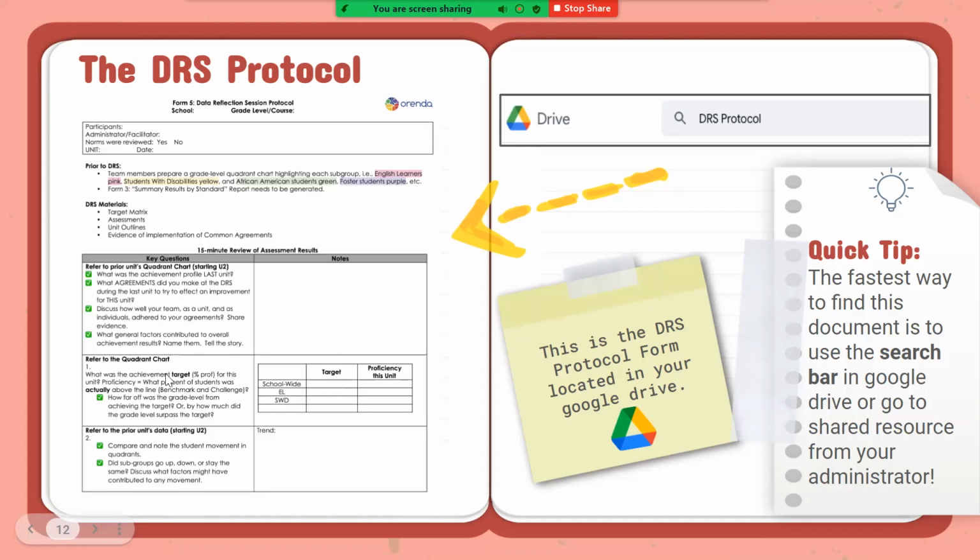Next, you will go to step 1 and input school-wide data. If you are unsure of the target percentage for your school-wide data, go back to the Unit 1 DRS form to find your school-wide data that was established at the beginning of the year. Then, input the data from this unit's assessment and discuss with your team how far off your grade level was from meeting the school-wide target, or how much did your grade level surpass the school-wide target. All of that information will be put into this table.